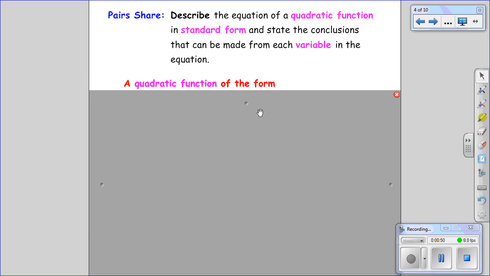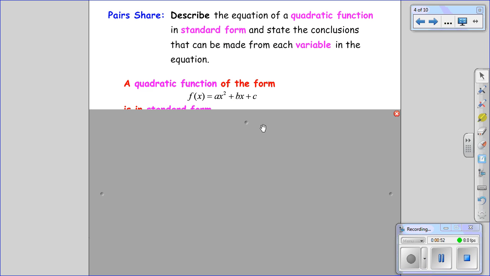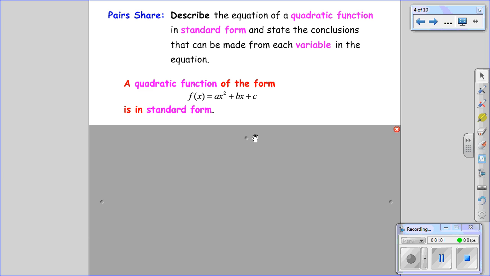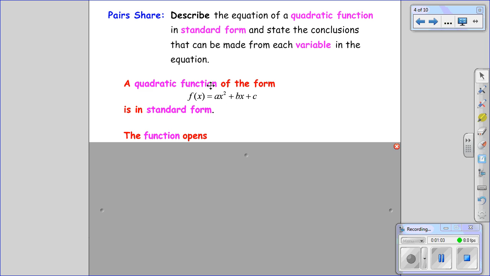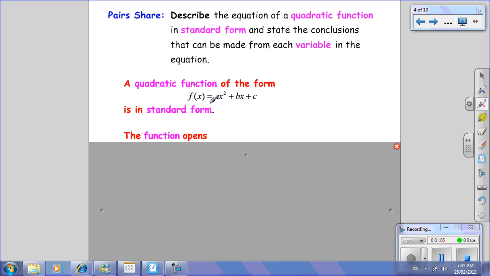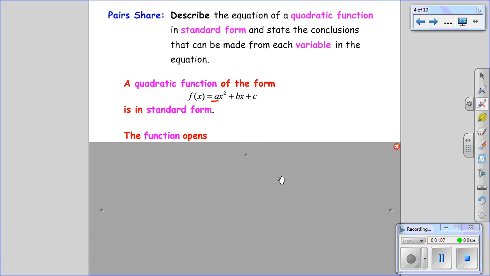The equation of a quadratic function in standard form can tell us many things about the function. It starts out in the form f of x is ax squared plus bx plus c. That is referred to as standard form. The function opens up if the value of a is positive. It opens down if it's negative. If it opens up, it will have a minimum value, and if it opens down, so a is negative, it has a maximum value.